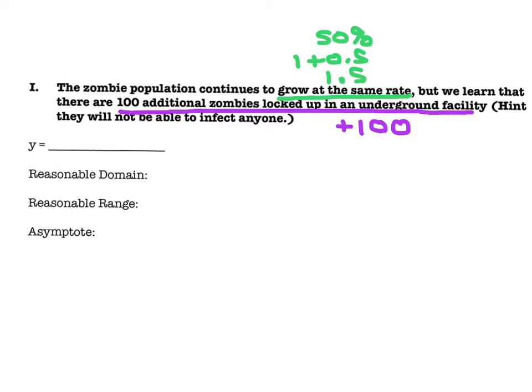And if we recall from our table, we started with 14 people. On day 1, there was 21. So our equation this time would be our 14 initial people with a growth factor of 1.5^x, plus now we have these 100 people that are locked up that will not be able to be infected.